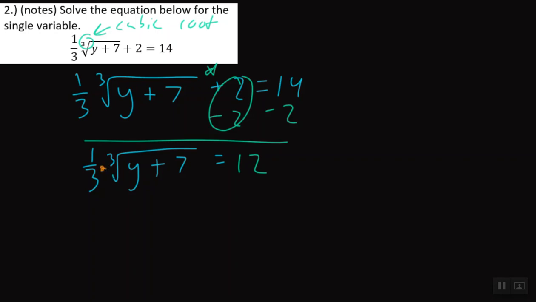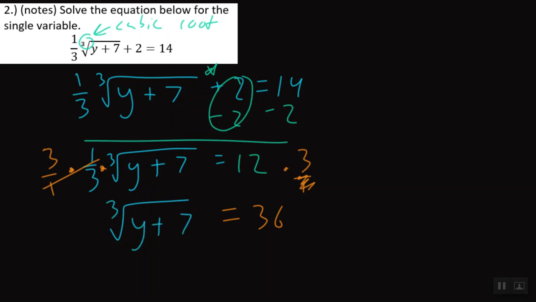Remember, if we don't have a whole number, we do not want to divide. If we're multiplying by a fraction, the easier way to get rid of that is to multiply by its reciprocal. The reciprocal of 1/3 would be 3/1. What I do to the left, I'll do to the right, and that cancels. Now notice 3/1 is really just the same as saying 3. So I can say 12 times 3 is 36, and from here I can write the remainder of this as the cubic root of y plus 7 is equal to 36.